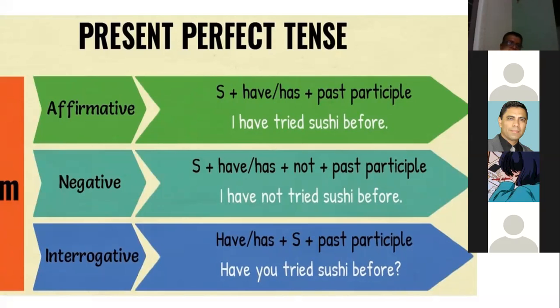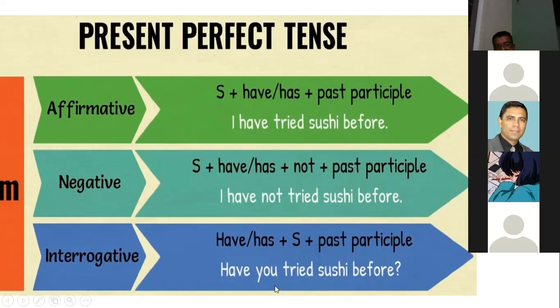For the negative sentences, I have the subject, the helping verb have or has, the particle not, plus the past participle. And in this case, I say, I have not tried sushi before. For the interrogative sentences, what I have to do is to move the helping verb have or has to the beginning of the sentence. And I say, have you tried sushi before?